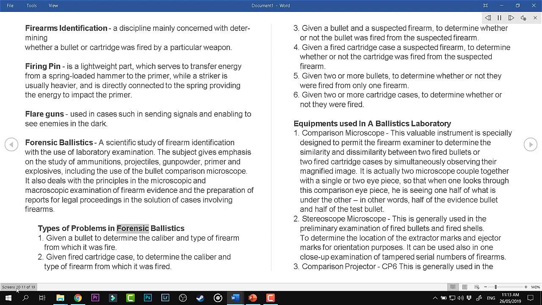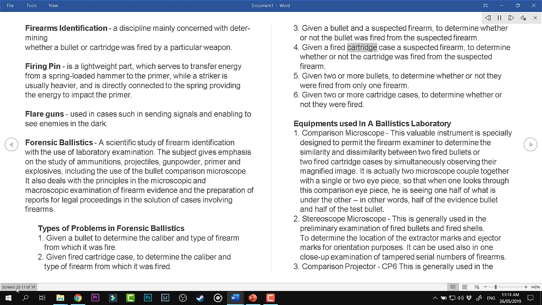Types of problems in forensic ballistics. 1. Given a bullet, to determine the caliber and type of firearm from which it was fired. 2. Given a fired cartridge case, to determine the caliber and type of firearm from which it was fired. 3. Given a bullet and a suspected firearm, to determine whether or not the bullet was fired from the suspected firearm. 4.